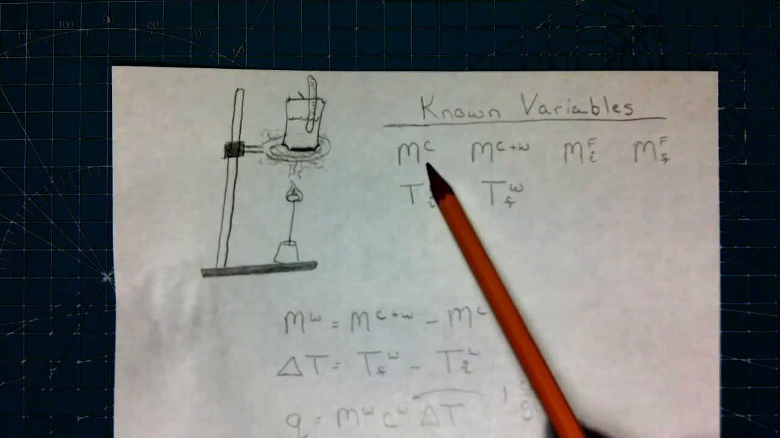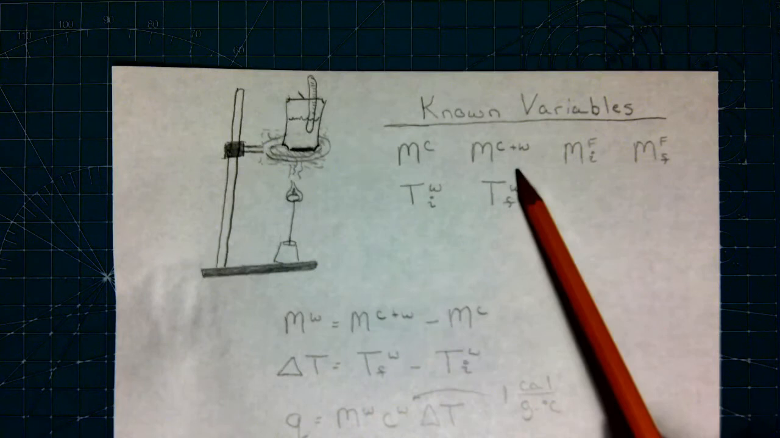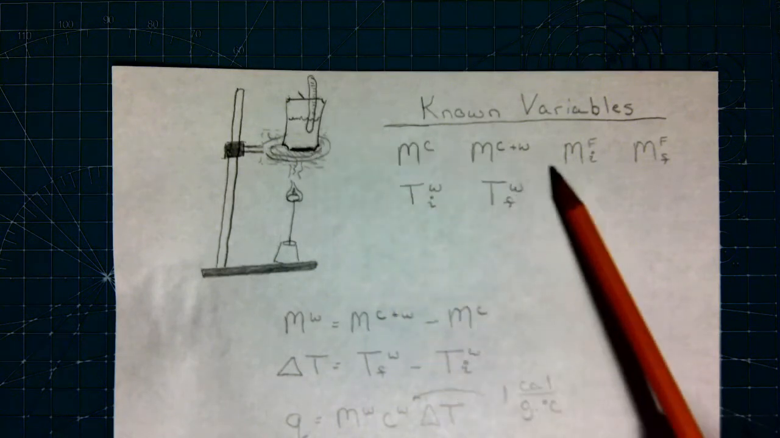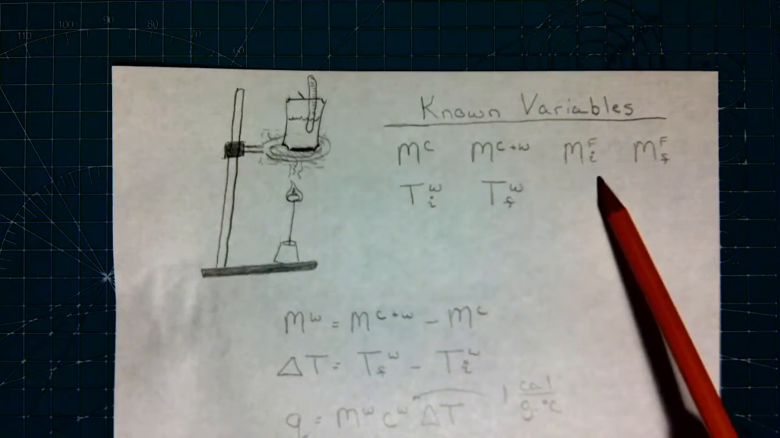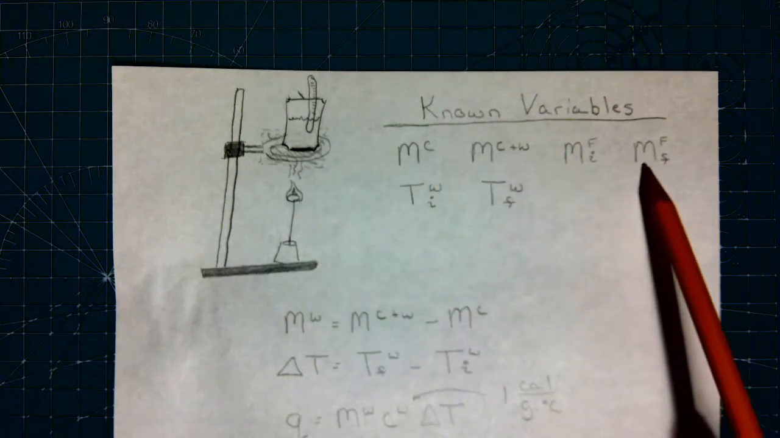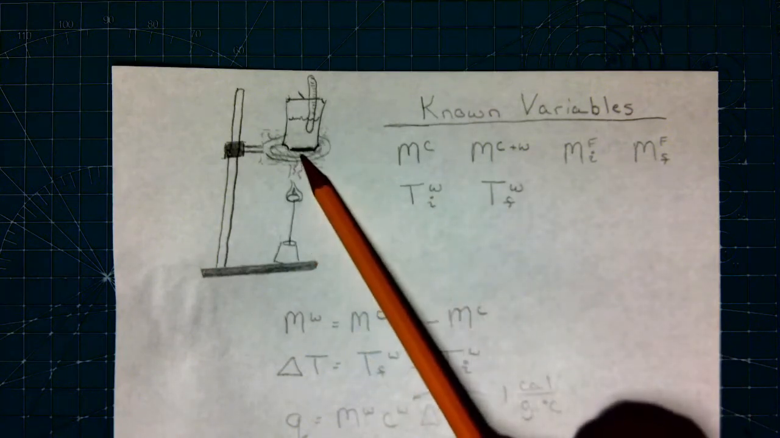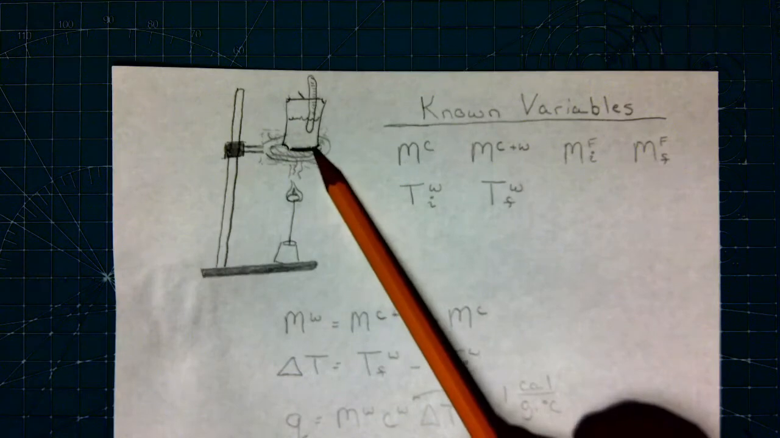Our known variables: we're going to know the mass of the can. We're going to know the mass of the can plus the water. We're going to know the mass of the food initially before we burn it. We're going to know the mass of the food after we burned it. We're going to know the initial temperature of the water, and we're going to know the final temperature of the water.